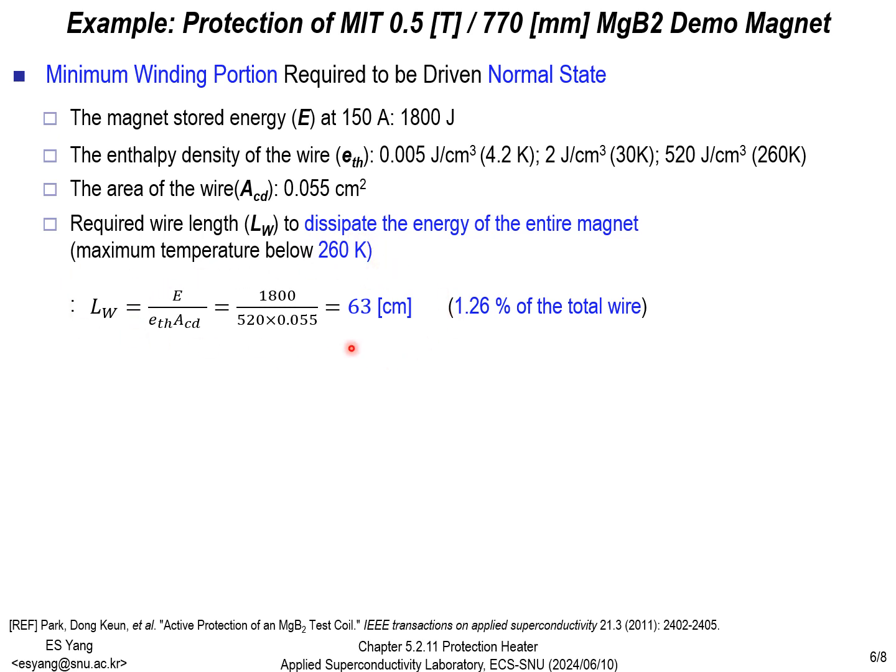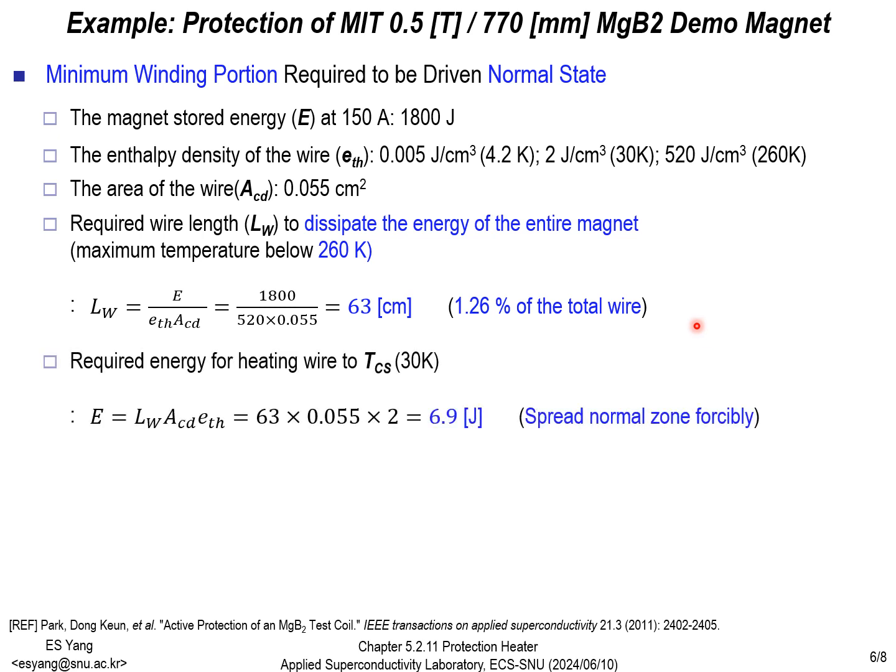Specifically, if a 63-centimeter length of wire can share the current and absorb the heat, the magnet's temperature can be maintained below 260 Kelvin. Since we need to bring the 63-centimeter wire into a current-sharing state through the protection heater, we can calculate the energy required to achieve this state. Given that the current-sharing temperature of MgB2 is 30 Kelvin, it is calculated that 6.9 joules are needed to make the 63-centimeter wire share the current.